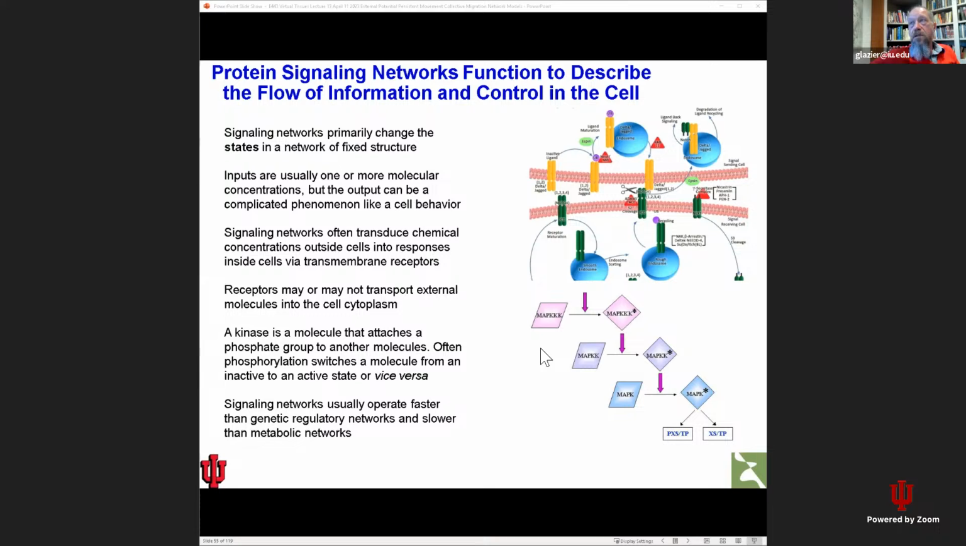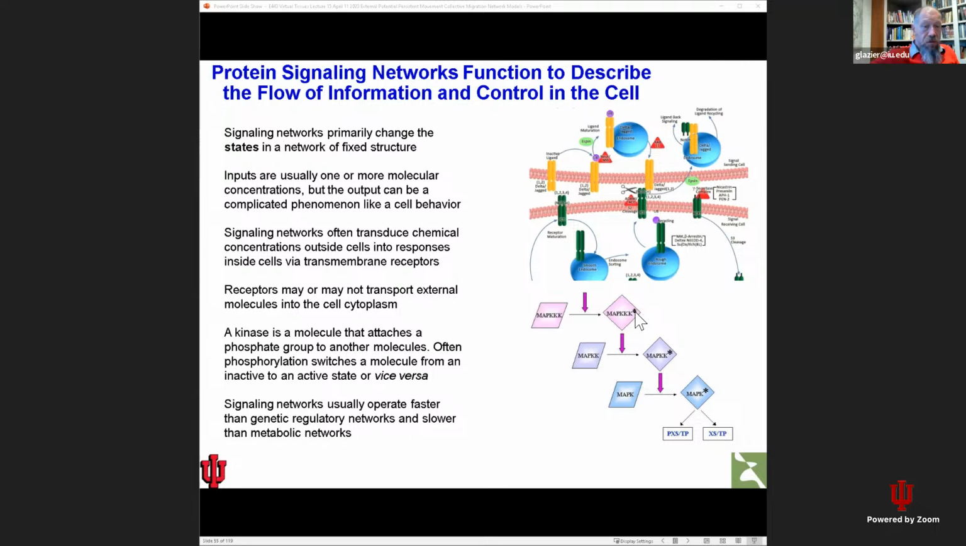Protein signaling networks describe the flow of information and control in a cell. And this is typically how cells sense the outside world. A classic example here would be a receptor, in this case, Notch. Notch binds to its ligand, which is called Delta. The intracellular domain of Notch actually is released into the cell, and then it sends a signal which causes the phosphorylation of a molecule called MAP kinase.